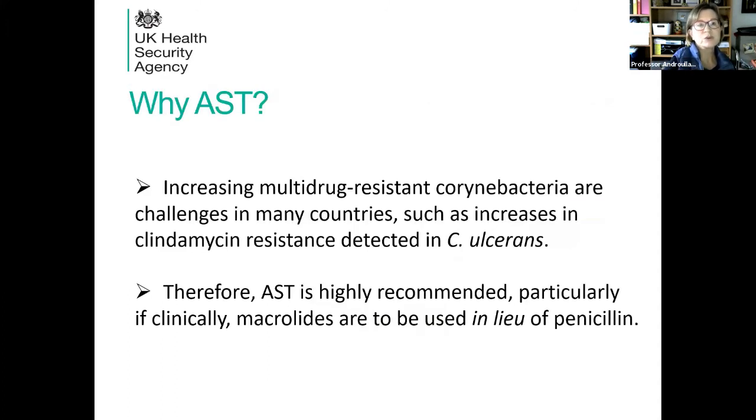Okay, I said it's important, but why? There is increasing, unfortunately, drug resistance amongst Corynebacteria, which is a challenge in many countries. One classic example is clindamycin resistance, which is one of the antimicrobials used in therapy. Therefore, it's highly recommended, particularly if clinically macrolides are to be used instead of penicillin.